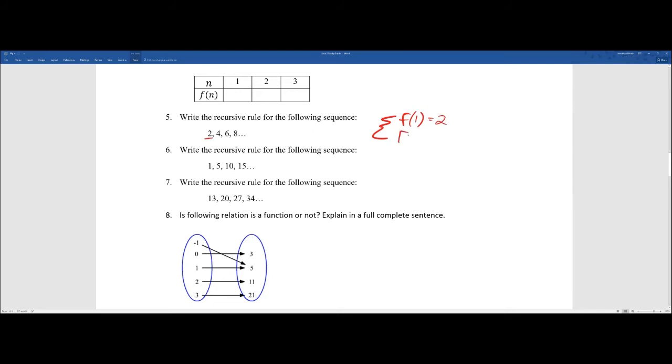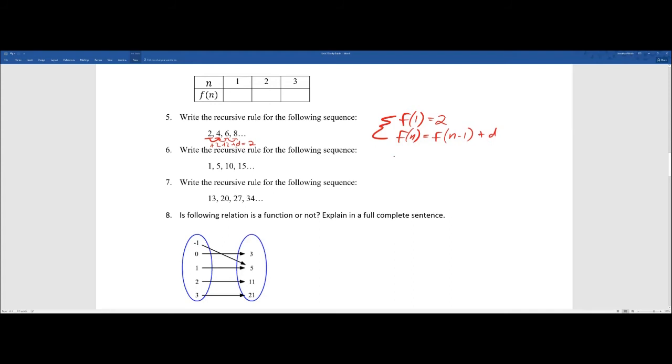Now to write the rest of the recursive rule, we have the function of n, our nth term, equals f of n minus 1, which is a fancy way of saying the last term that we're working with. Now, what is our common difference? We had 2, now we go up to 4, so that's plus 2. We had 4, now we're going up to 6, that's another plus 2. So our common difference here is 2. So plus d, which is really just plus 2.